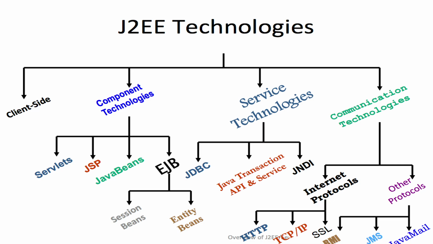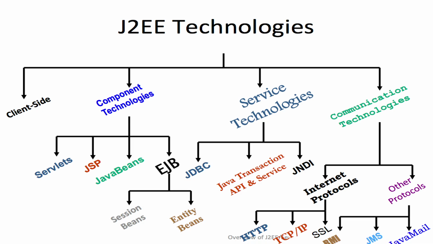So one side is the client side, another side is the server side. You can see here the hierarchy, where client side is there, component technology is there, service technology is there, and communication technologies are there. So the combination of client side technologies, component technologies, server technologies, and communication technologies. All these four categories of services are collectively known as J2EE.